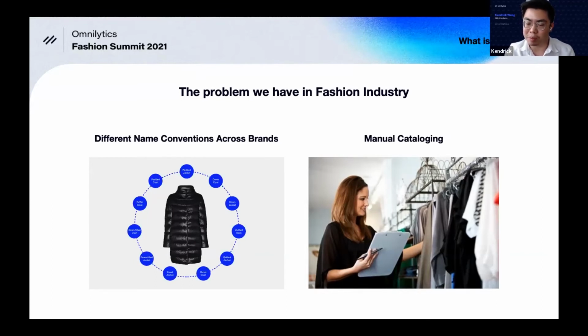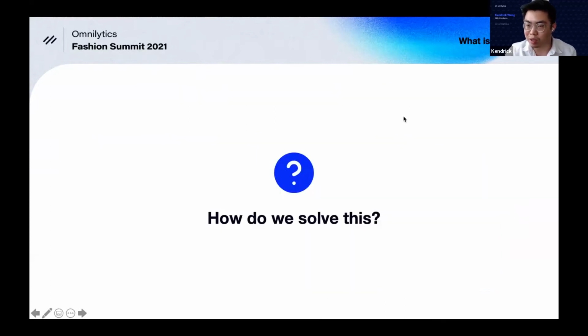I will never categorize down to the specific details. So there's a few different problems that start occurring. That goes to the next question, how do we solve this?